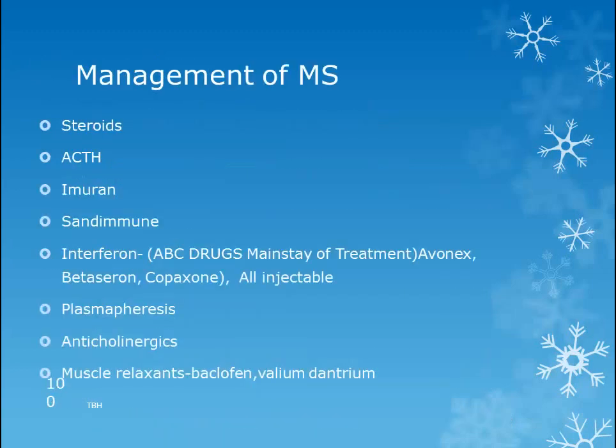Management of MS is going to include medications, as mentioned earlier, such as steroids, ACTH, Imuran, Sandimmune, interferon. The ABC drugs still today are the mainstay of treatment. All were approved in 1996. All are injectable. Plasmapheresis, anticholinergics, muscle relaxants, baclofen, Valium, and Dantrium.